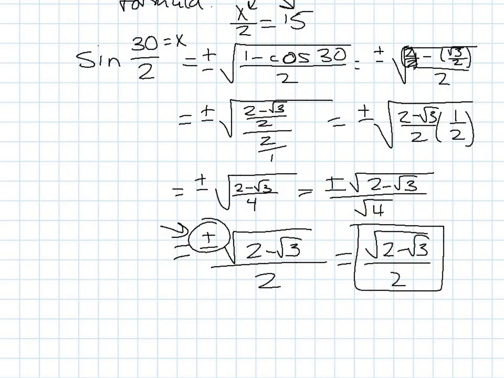If, let's say, our angle to begin with was in the third quadrant, like if we had sine of 200, therefore that angle's in the third, so sine is negative in the third, so that means that we would have negative square root of 2 minus square root of 3 over 2 in that case, if that was our angle. Okay? So that's how you manipulate double angle and half angle identities. Have fun.